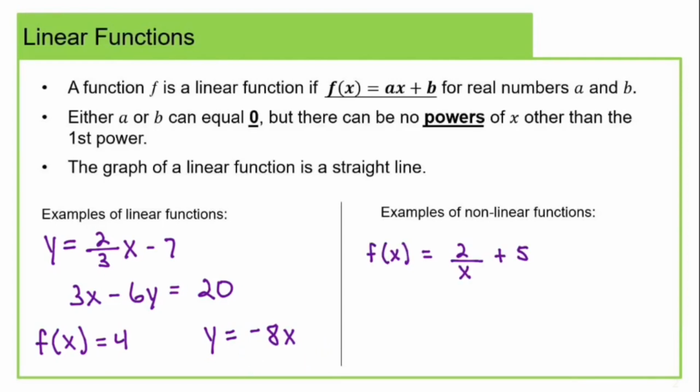And here are a few functions that are not linear. So if we had f of x equals 2 over x plus 5, the graph of this would not be a straight line because in this case x is in the denominator. So this graph would draw something else. And f of x equals 3x squared minus 4 would not be a linear function because of the x squared. And y equals square root of x plus 2 would not be a linear function because we don't have just x to the first power, we have this square root of x.